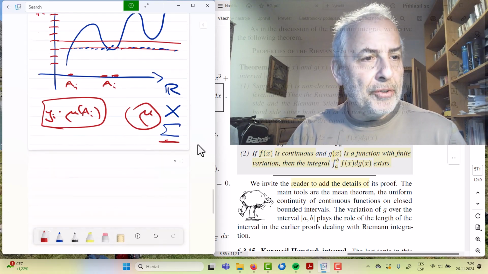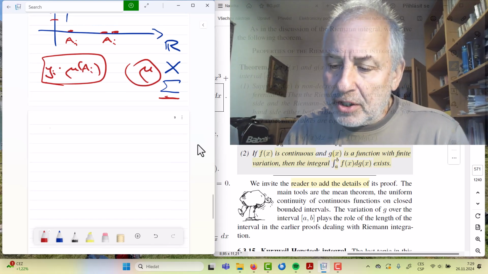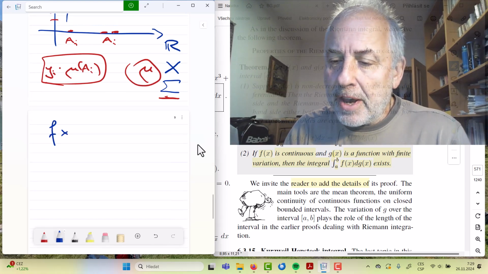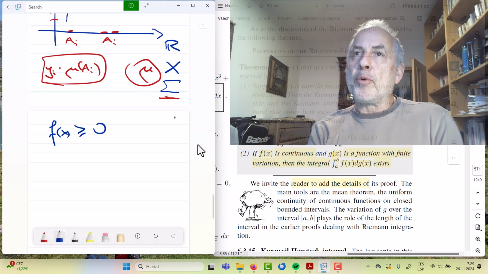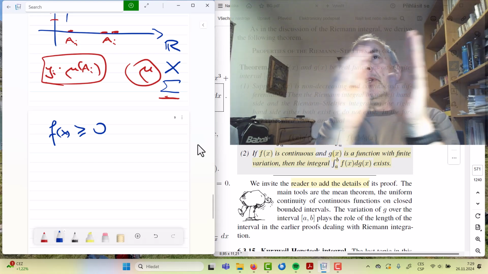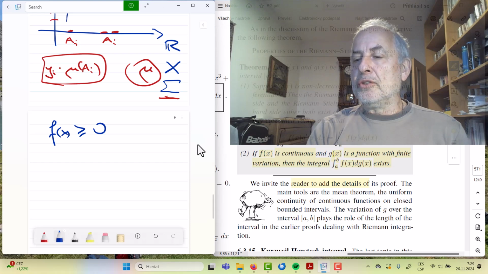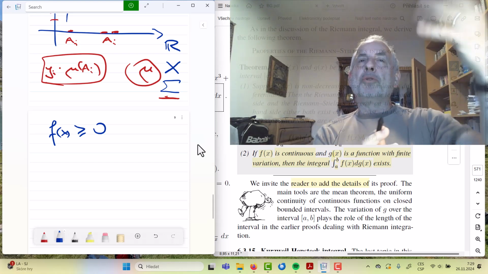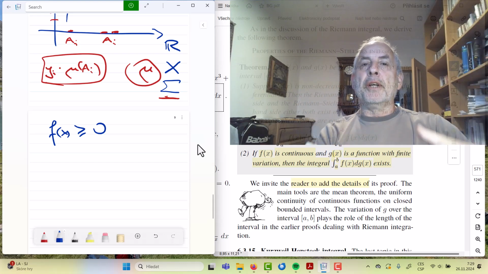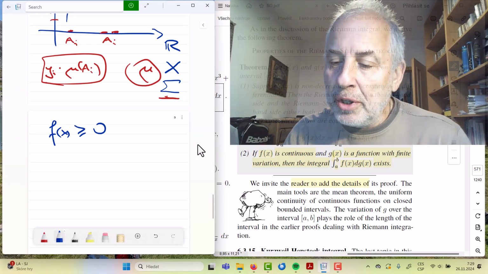Right, so we simply have to work with functions f(x) that are always bigger or equal to 0. We approximate them from below, and if we have got a function which is not of this kind, we simply split it into the positive part and the negative part, and then in the end we subtract it.